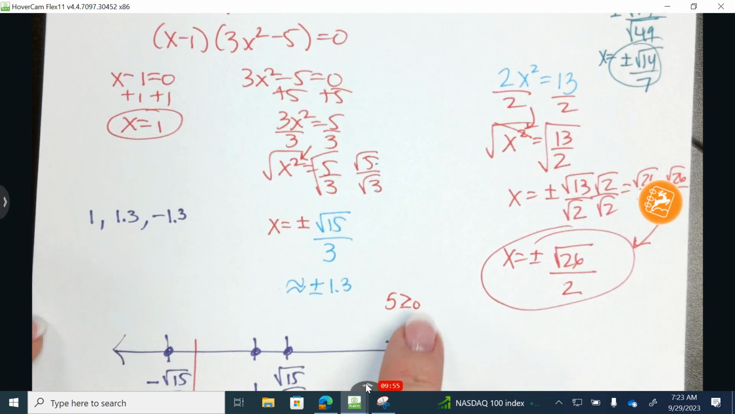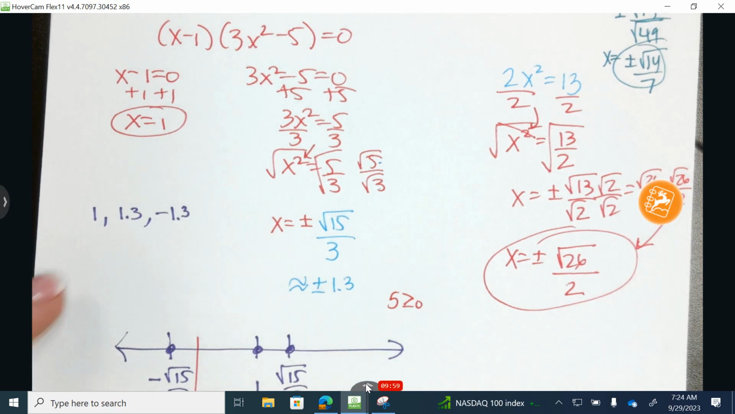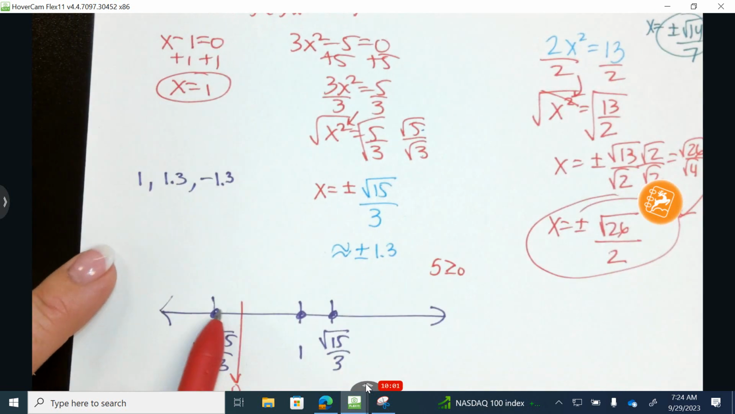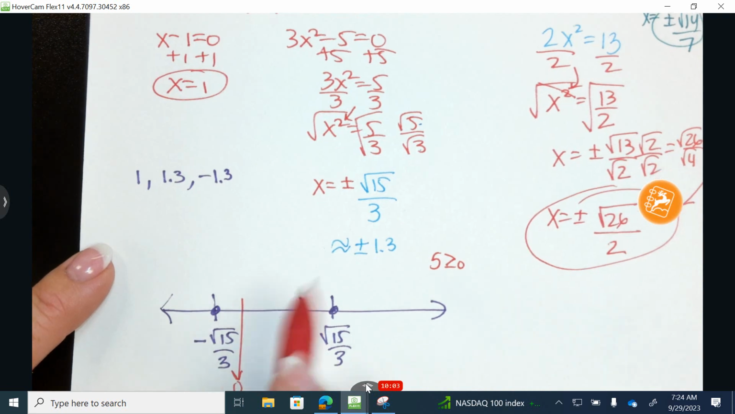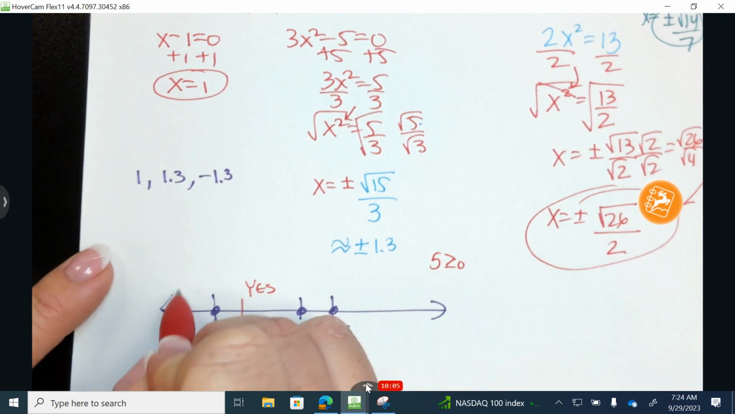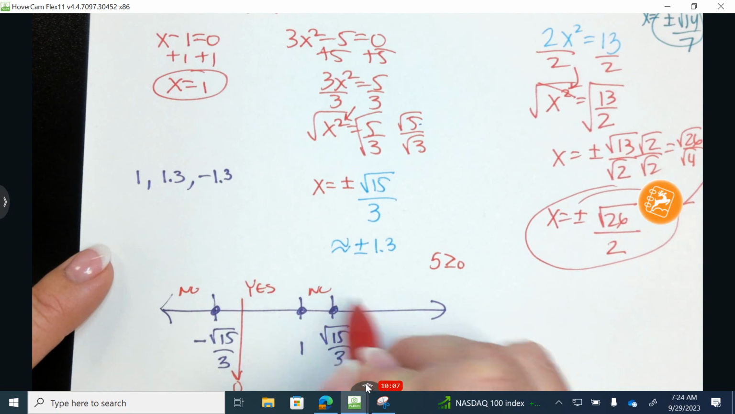Is this a true statement? When I plug in 0, is this a true statement? Is 5 greater than 0? It is. I just tested 0. 0 is in between these two hash marks, and it's true. So this is yes, and then it alternates no, no, yes.